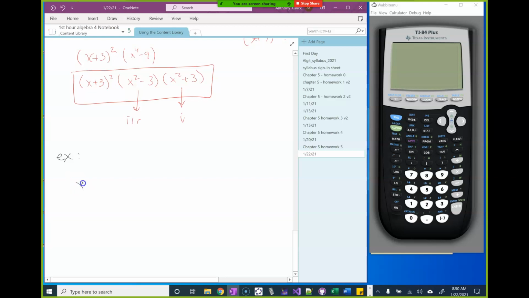Okay. We have this bad-looking one here. But that's okay. Doesn't really change anything for us, even though it's a pretty long problem.